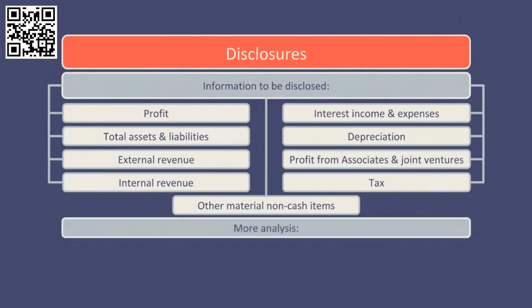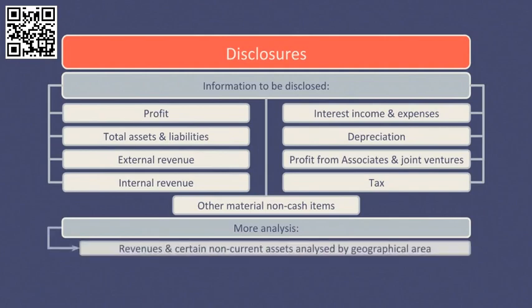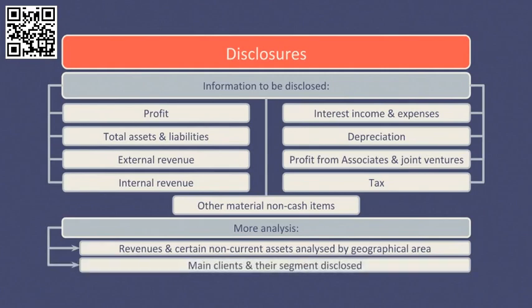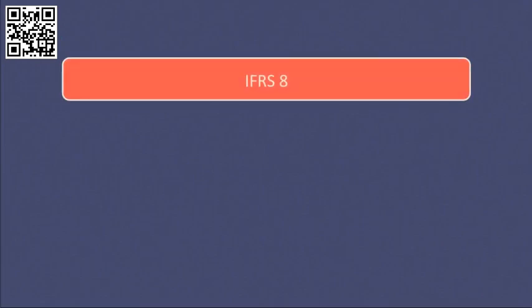There's more. IFRS 8 requires that revenue and certain non-current assets are analysed by geographical area and that main clients are disclosed. These would be clients that would account for 10% or more of their revenues. The segment they are in must also be disclosed. So you've just learnt a new standard today.